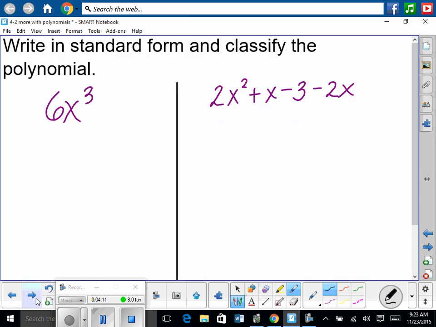All right, so let's write these in standard form, then classify the polynomial. So look at my first example. 6x cubed. Is it in standard form?